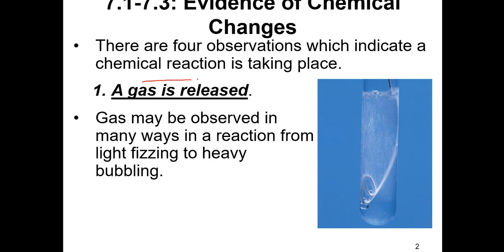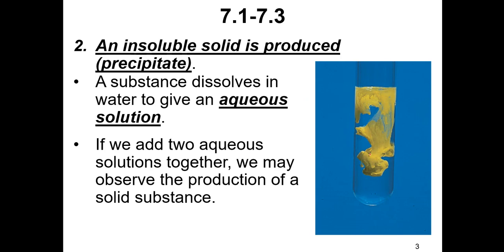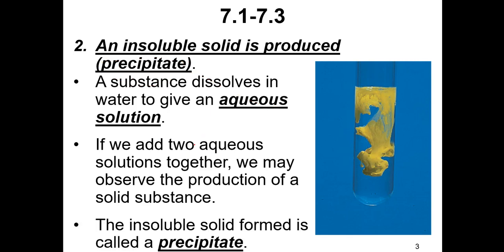The first one is a gas is released. So if you see bubbles or you see a floating gas, then that could be a chemical reaction. The next one is the formation of a solid inside a liquid. So you see that yellow solid that formed inside the liquid. That yellow solid we call a precipitate. And anything that's inside water we call aqueous. So in this case, an aqueous reaction with evidence of a precipitate, indicating a chemical reaction.